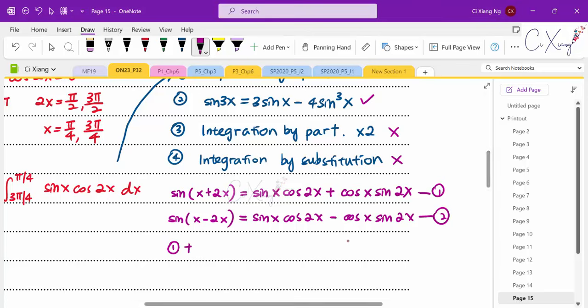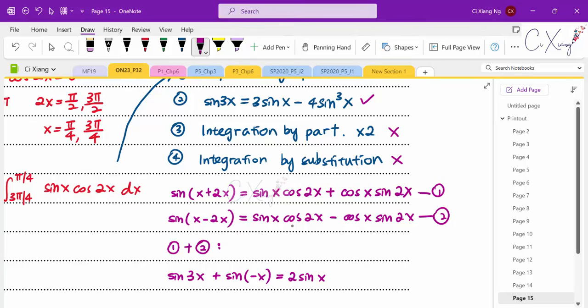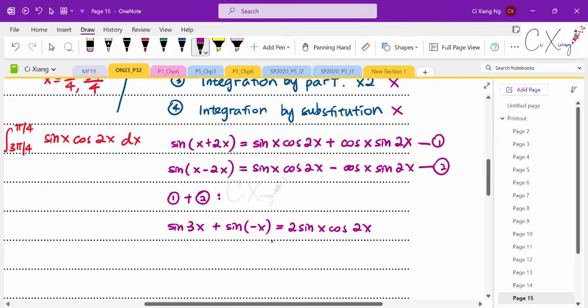So I will take 1 plus 2. When I take equation number 1 plus equation number 2, my left hand side, sine (x plus 2x), will become sine 3x. Then plus sine (x minus 2x), I'm having sine negative x. Then equals sine x cos 2x plus sine x cos 2x, I'm having 2 times sine x cos 2x. Then this term minus this term becomes 0. So eventually when you add 1 plus 2 together, this is what you have.